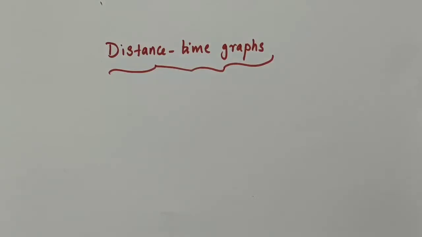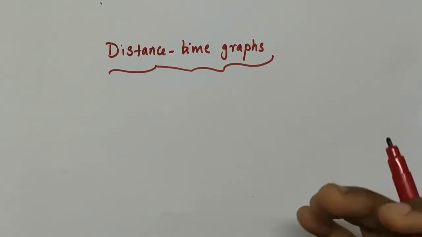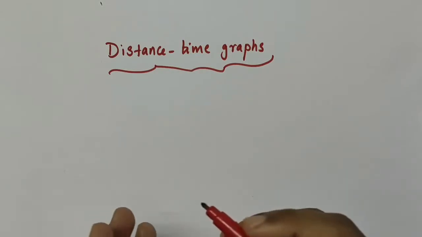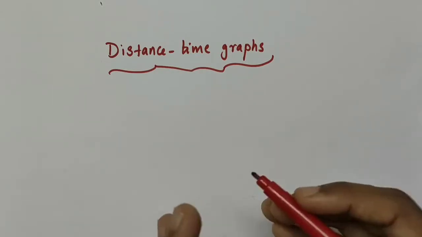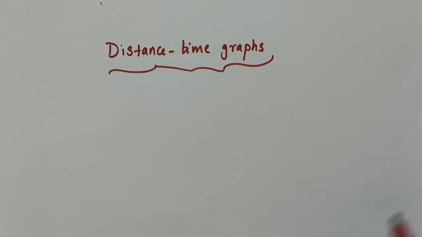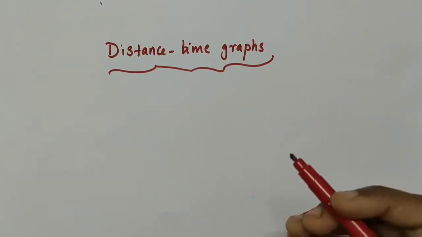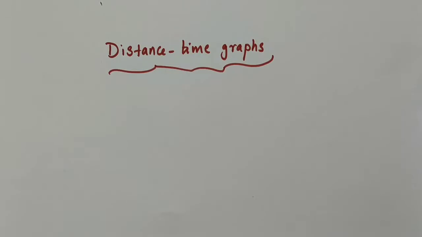Hello everyone. In this video, we will talk about the graphical representation of motion. To describe the motion of an object, we can use line graphs. Line graphs show dependence of one physical quantity such as distance, velocity, etc. to another quantity such as time. In this video, specifically, we will talk about the distance time graph of the motion of an object.